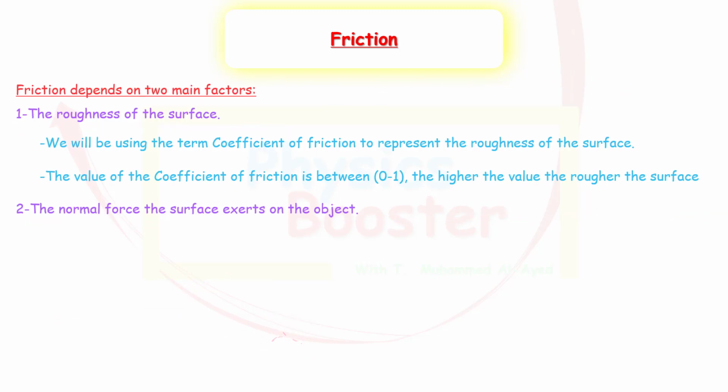Now friction depends on two main factors. First of all, the roughness of the surface. So the more rough the surface is, the more the friction is. And I think that's very common sense.